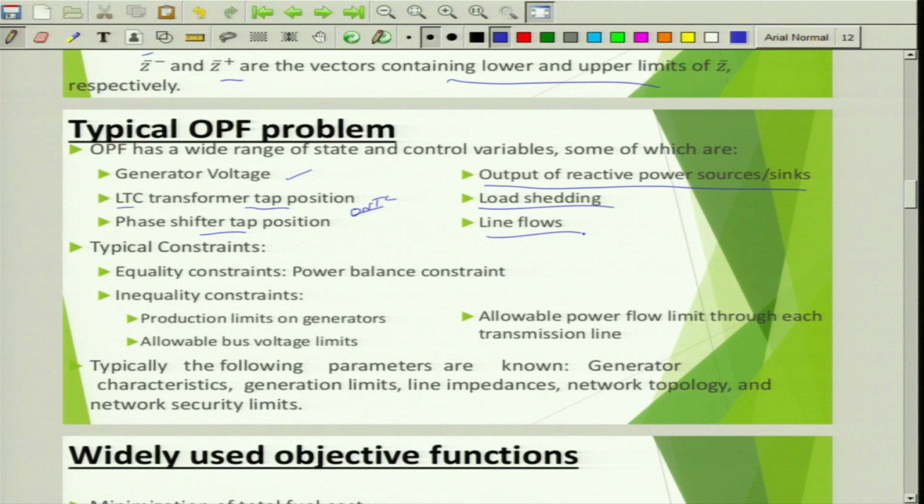So typical constraints, equality constraints include power balance constraint, and inequality constraints include production limits on generators, and allowable bus voltage limits, and allowable power limit through each transmission line. So typically the following parameters are known. What are known to you? Generator characteristics, that will be given to you, and generation limits, line impedances, network topology, and network security limits. So these are some of the information that you have for an OPF problem.